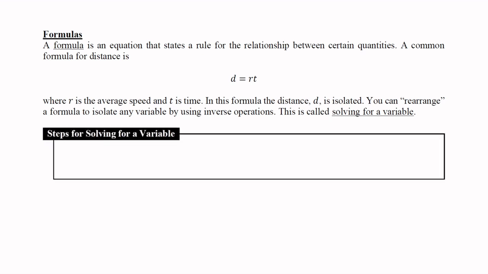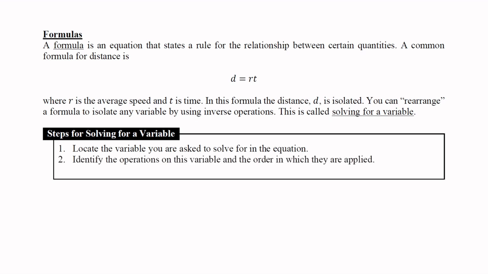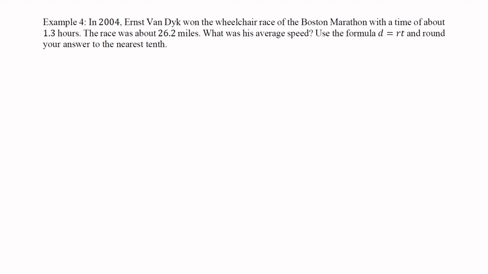To solve for a variable, you're going to locate the variable you are asked to solve for in the equation, identify the operations on this variable and the order in which they are applied, and then use inverse operations to undo operations and isolate the variable. So in this example, we're going to use a formula and we're going to solve for the variable that we need.